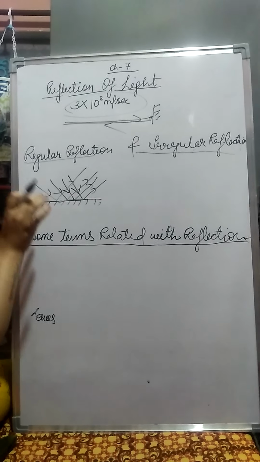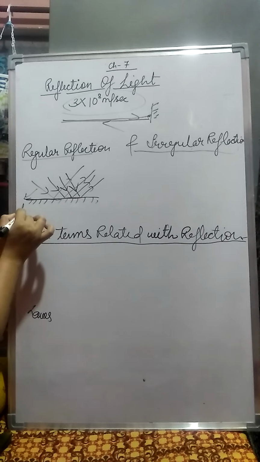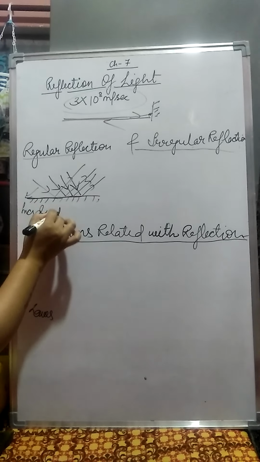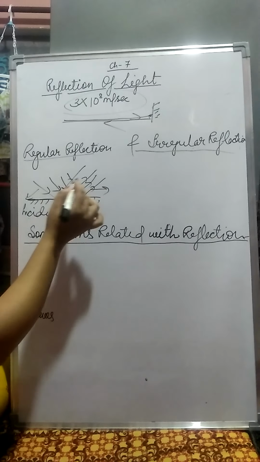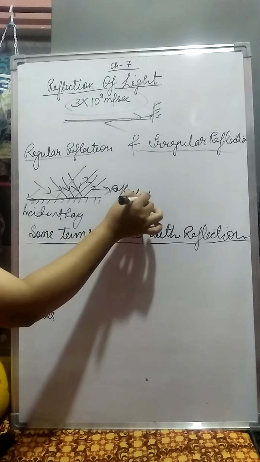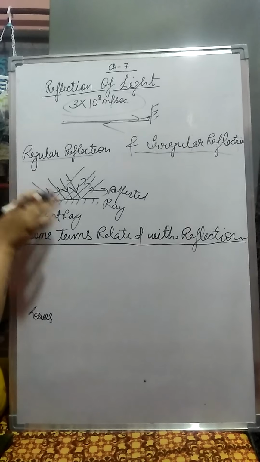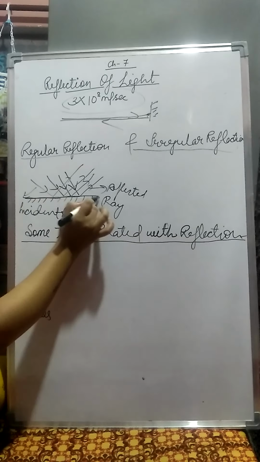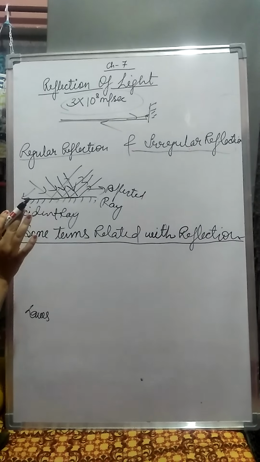It means that the incident ray which strikes the surface, and the ray which is obtained after striking the surface, that is the reflected ray. In case of regular reflection, when the parallel beam of light falls on the polished or smooth surface, then after reflection also they are parallel with each other.